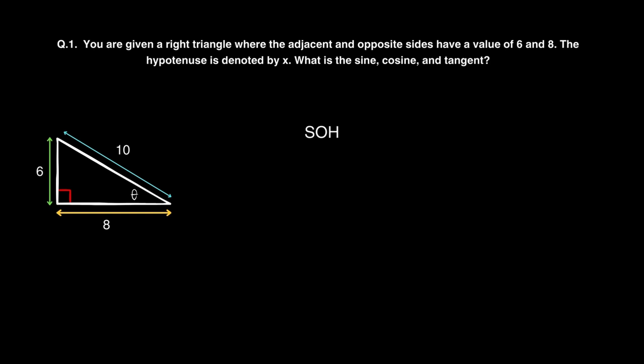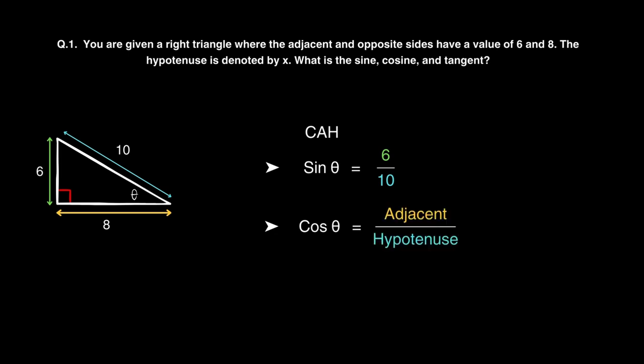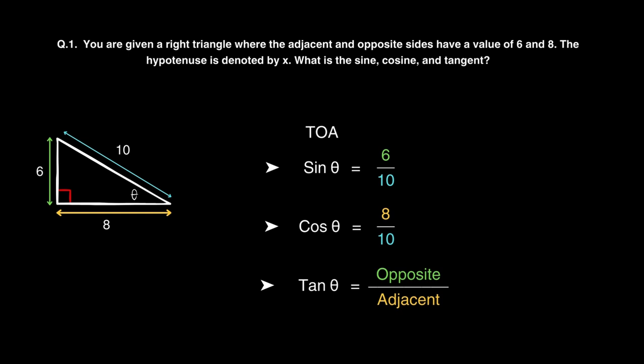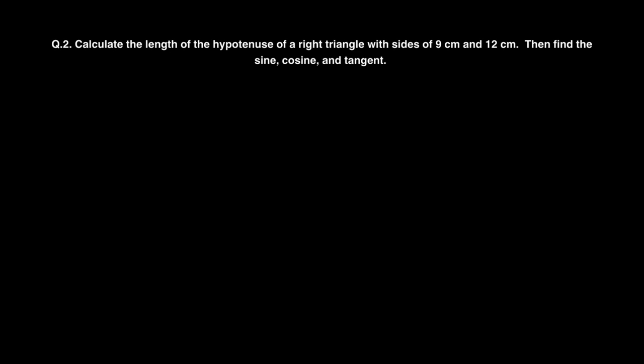Firstly, in SOH, the sine of an angle is the ratio of the length of the opposite side over the hypotenuse, which is 6 over 10. Cosine, CAH, is the ratio of the length of the adjacent side to the hypotenuse, which is 8 over 10. Lastly, tangent, TOA, is the ratio of the length of the opposite side to the adjacent side, which is 6 over 8. Let's move on to more questions to test your skills.